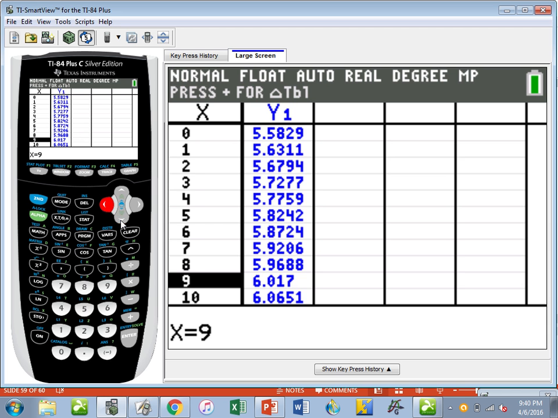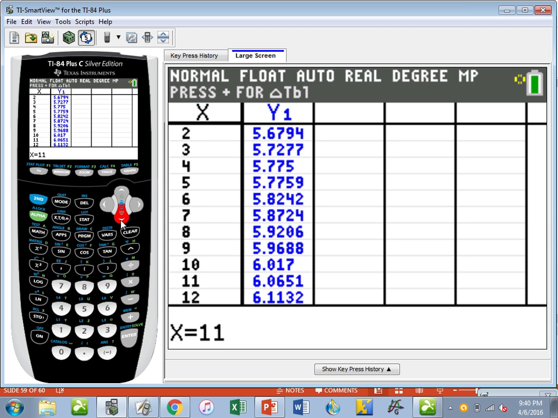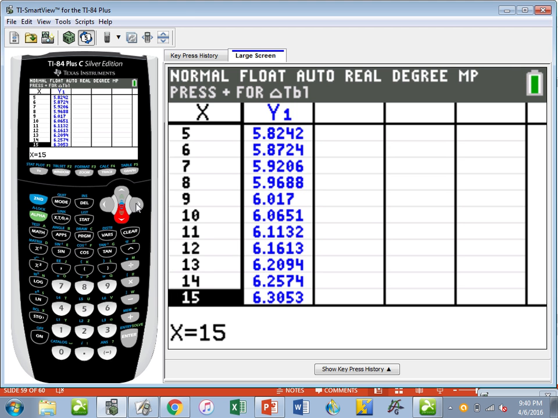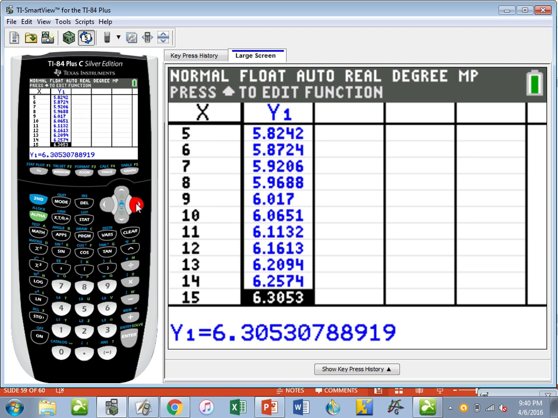The other part asks for what's the depth at 3 p.m. Remember, a 12 for x would represent noon, and 3 p.m. would represent a value for x that's 15. So I'd have a value here that's roughly 6.3053. That's what the depth of the water would be at 3 p.m.